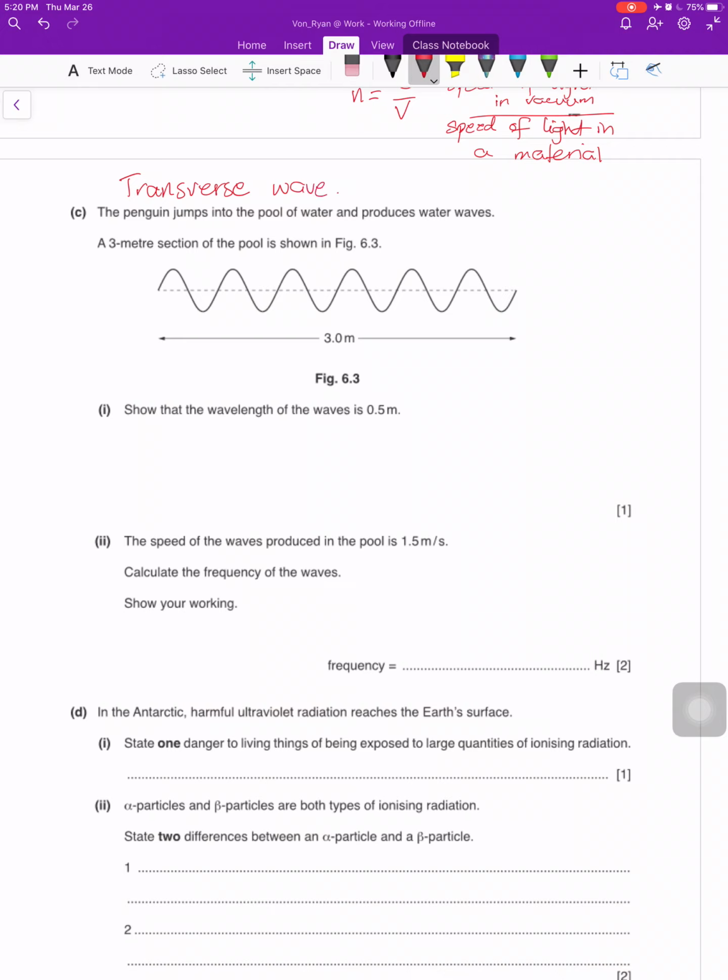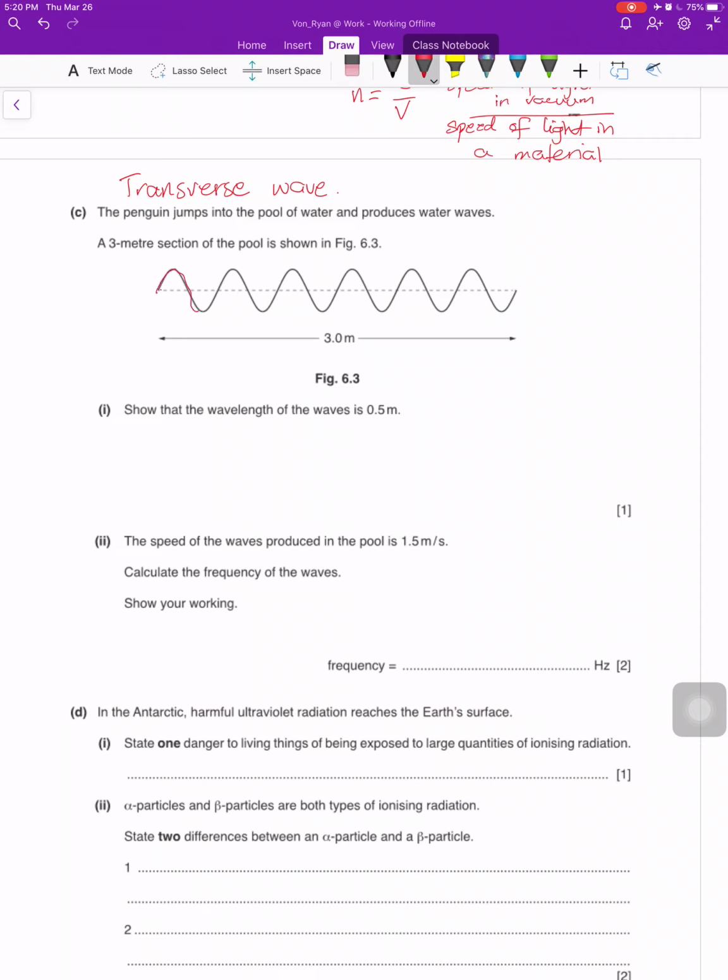And so to measure the wavelength of a transverse wave, we can do that in several ways, but you can do it from a crest to a crest, or a trough to a trough, or two identical points in a wave. Now this whole train is 3 meters, but there's more than one wavelength in this. So you just have to count the number of wavelengths here, divide 3 by the number of wavelengths that you can see, and you'll get the wavelength of an individual wave.